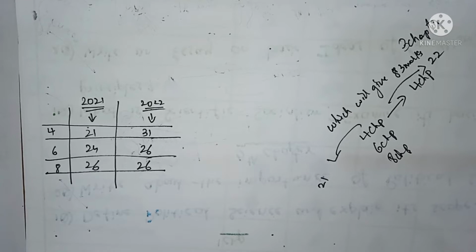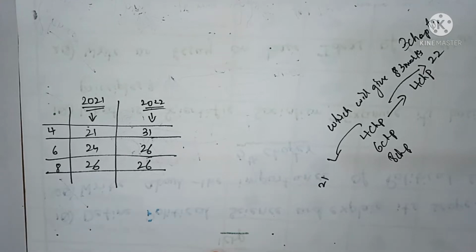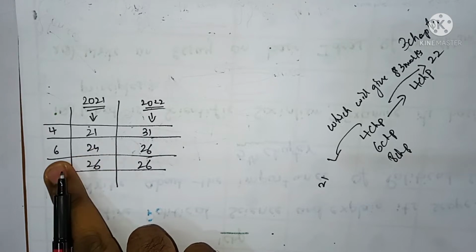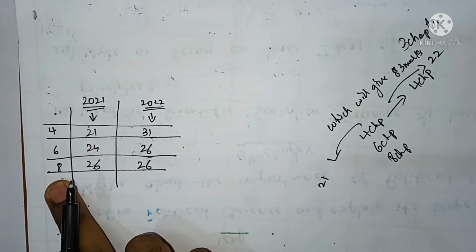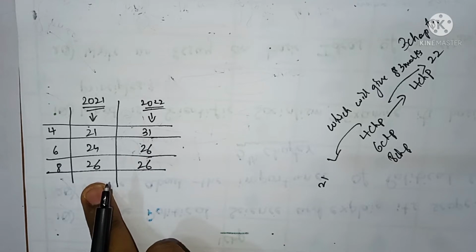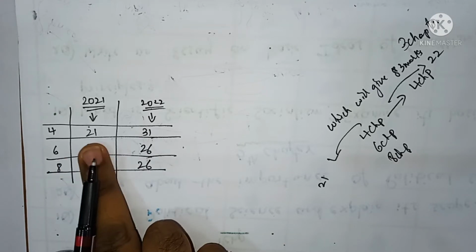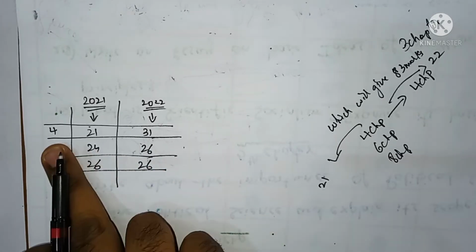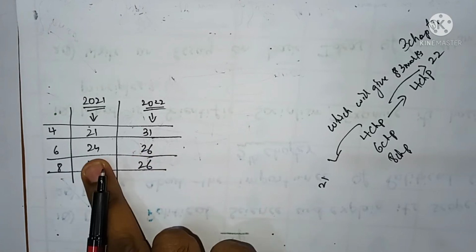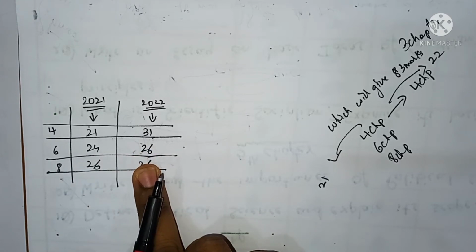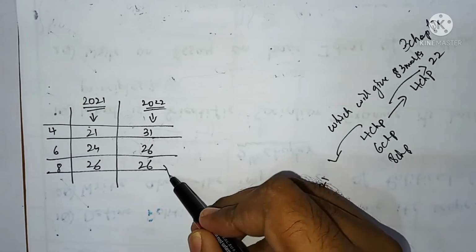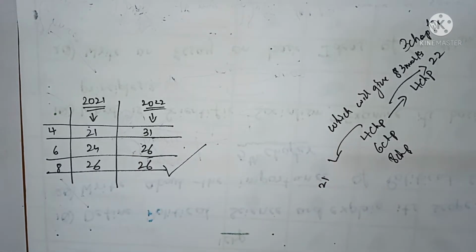Yes, I was saying in my previous video that in 2021, the previous year's pattern, the fourth chapter gave 21 marks, the sixth chapter gave 24 marks, and the eighth chapter gave 26 marks. Compared to this, in 2022 the fourth chapter is going to give you 31 marks, the sixth chapter 26 marks, and the eighth chapter 26 marks, and these marks are more when compared to 2021.